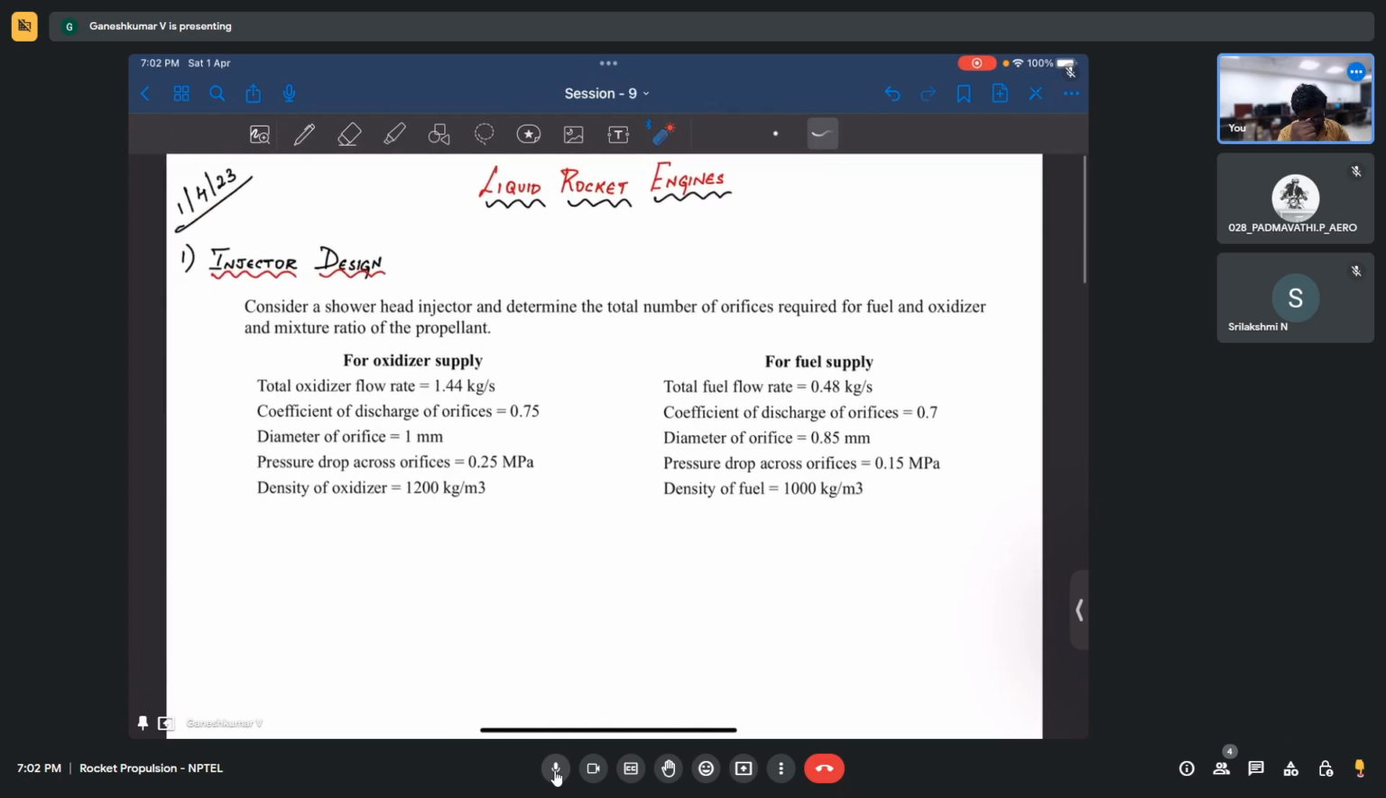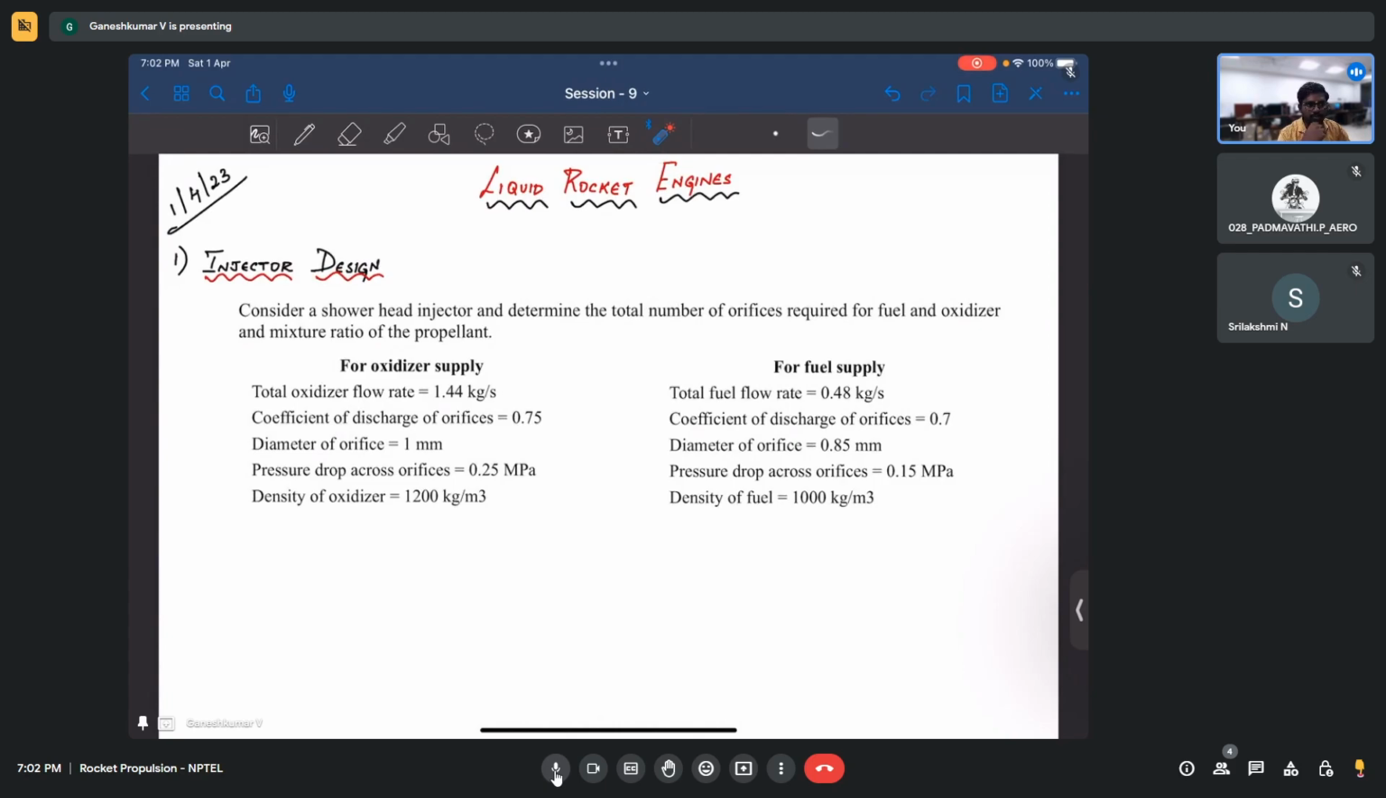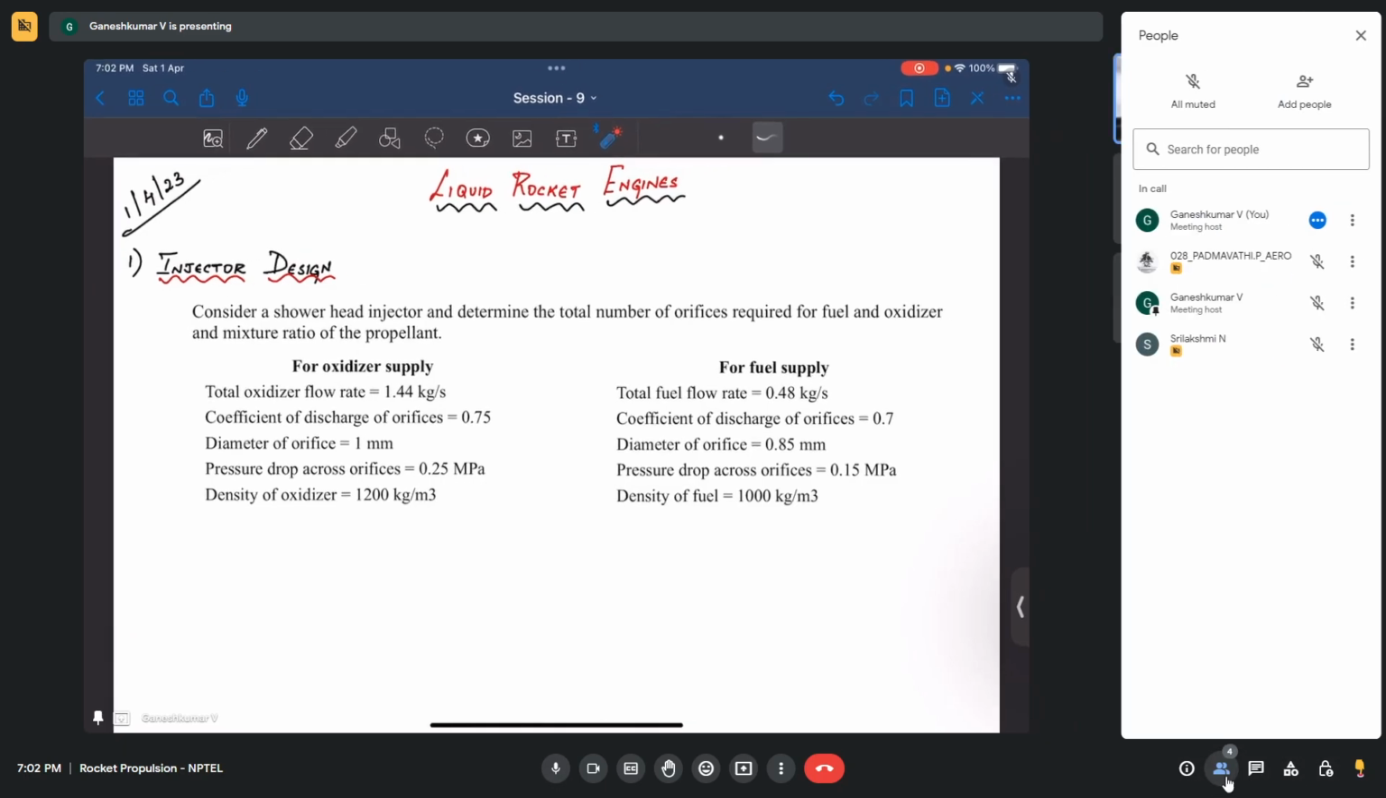If you have any questions while solving, you can stop me at any time. And if you have doubts in the lectures or previous week's assignment, you can ask me once I complete these two questions, so that everyone will be on the same page. After solving these two questions, you can ask me any doubts. Right now we have only two, Padmavati and Sri Lakshmi. Thank you for coming.